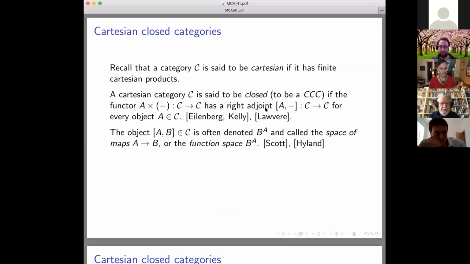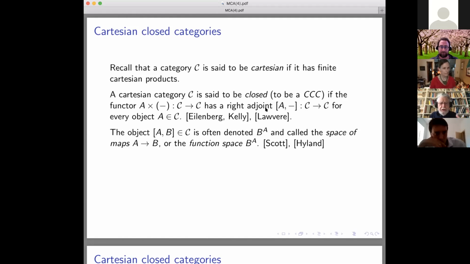And the Hom object, which I will often denote bracket AB, or B exponent A, is often called the space of maps or the function space. It was very much studied by Dana Scott, and also Martin Hyland, I think, has introduced this terminology of function space. Sometimes B exponent A exists for some A and some B, or maybe for all B for a given A, and then you say that A is exponentiable.